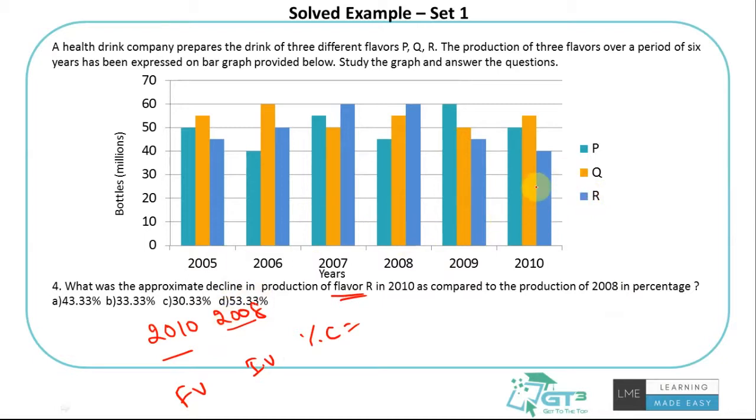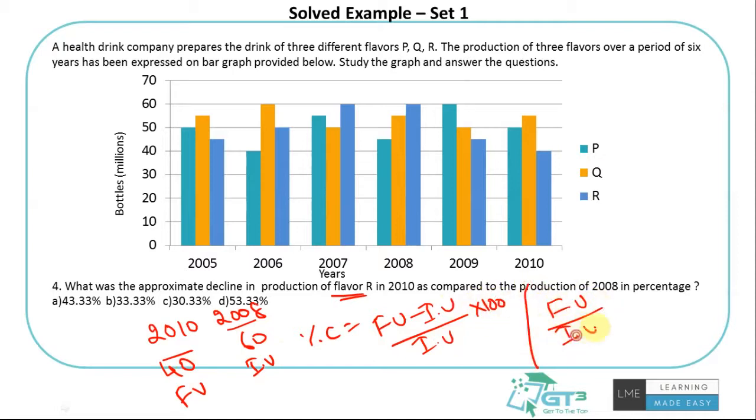Flavor R is the dark blue. In 2010, the value is 40. In 2008, it is 60. So all I need to do is final value minus initial value by initial value into 100. The shortest, faster way is doing final by initial. That is 40 by 60. So 4 by 6, 2 by 3, so that is 0.6666. So that is 0.333 less than 1, so that's why it is a 33.33% drop. So the answer would be 33.33%.